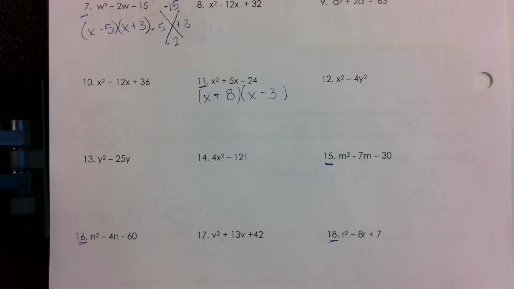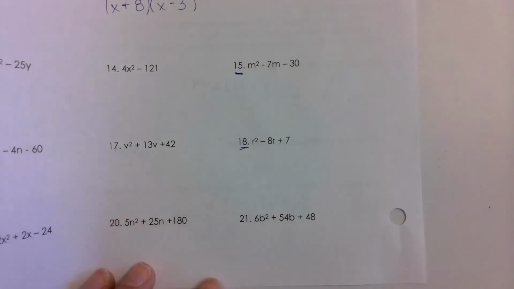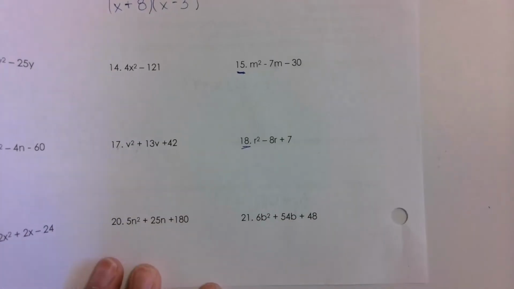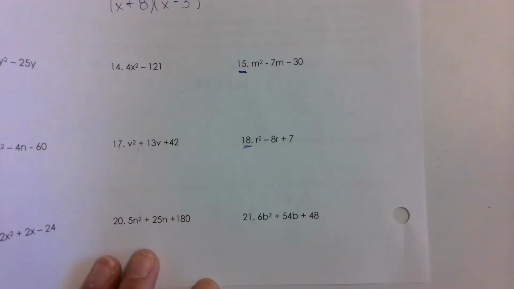Next we got 15. So when you're factoring, what do you always check for first? GCF. Do we have one here? Nope, so we're good to go there. Is it a binomial or a trinomial? Trinomial, so you're going to X factor or drop it low.